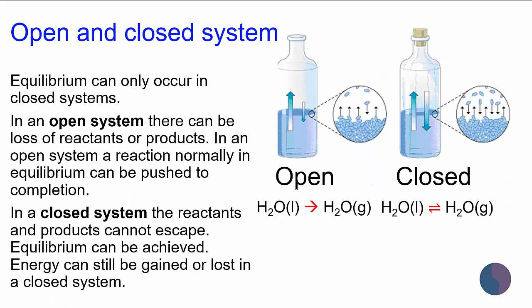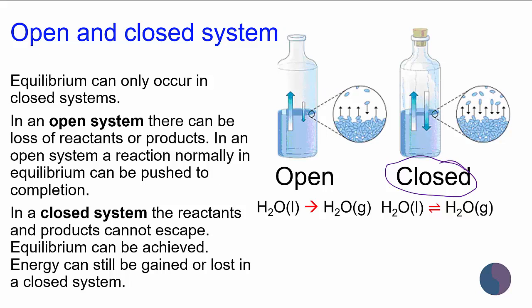So the last thing we need to look at is you have to make sure it's in a closed system if it's to reach equilibrium. An open system is where energy and matter can go in and out, unless it's an isolated system, which I don't know if exists. I think the universe theoretically might be an isolated system.